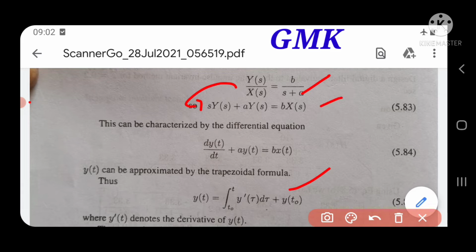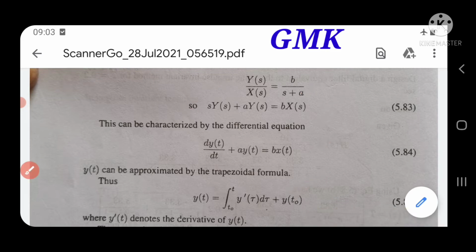With the help of differential equation notation, the above equation 5.83 can be represented as dy of t by dt plus a into y of t equal to x of t. Y of t can be approximated by the trapezoidal formula. We can represent y of t as the integral from t naught to t of y dash of tau dt plus y of t naught. Here y dash of t indicates the derivative of y of t.